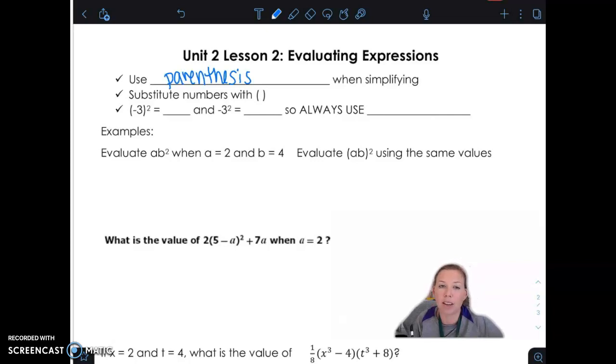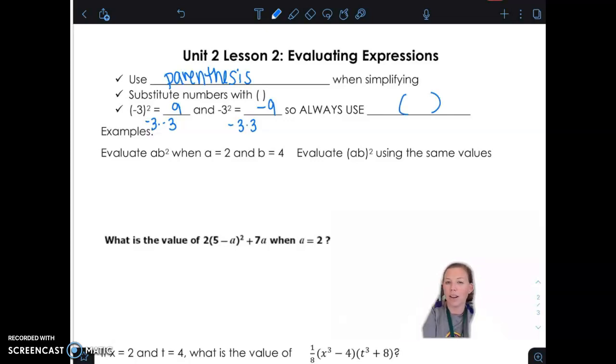Another thing to be careful of is that you have to put parentheses around the negatives or it will calculate them incorrectly. For this one, (-3) squared is -3 times -3, which is 9. For the one that doesn't have parentheses, it's actually only squaring the 3, so it's negative and then 3 times 3, which is -9. So always use parentheses for this. All right, we're going to do a couple examples together.